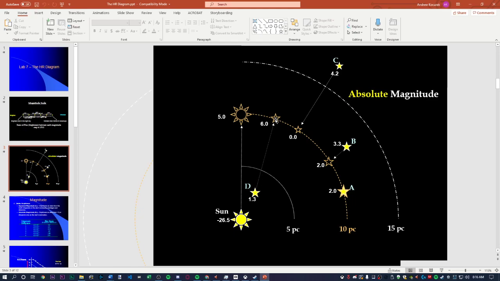1.3 would go down to, let's say, a 6.0. A 4.2, we're going to move it up, and that's going to go to a 0 magnitude star, which is fairly bright. 3.3 up to a 2.0. And then if you had a star at 10 parsecs, there is no star at 10 parsecs, but let's just say if you did, it would be a 2.0.